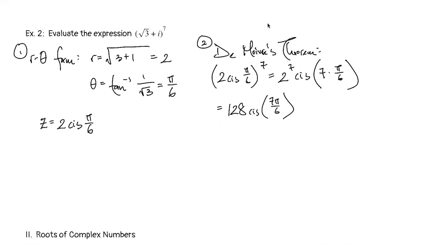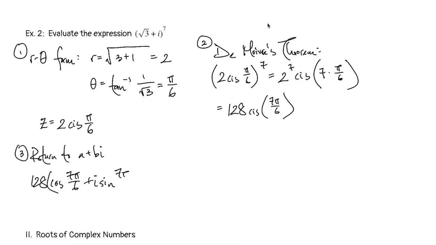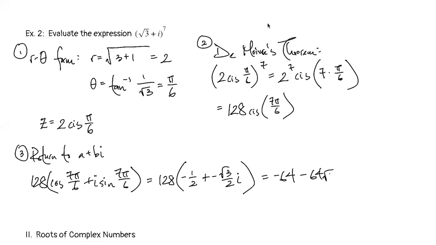Now, because our question was asked in rectangular form, we got to return to the a plus bi world, okay? So we're just going to expand this, replace our trig values, and see what we get. So cosine of 7 pi over 6 is -1/2 plus sine is -√3 over 2 i. And so that's going to give us -64 minus 64√3 i.